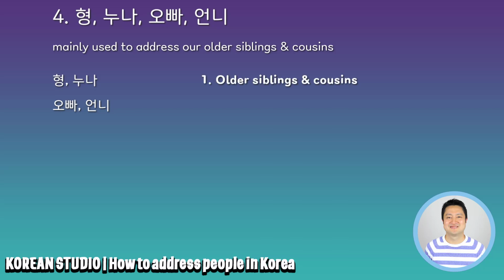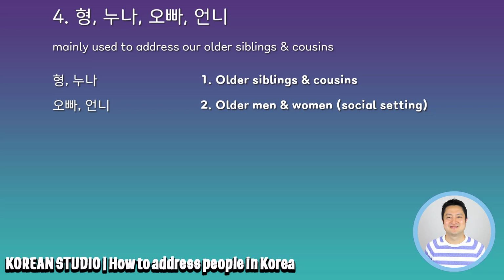And we have 4 terms because men use 형 and 누나 to address older brothers and sisters, while women use 오빠 and 언니 to address older brothers and sisters. And as well as direct siblings, we can also use these terms to address older cousins. Now, in Korea, we also use the terms 형, 오빠, 누나, and 언니 to address older men and women when we meet people in social settings.